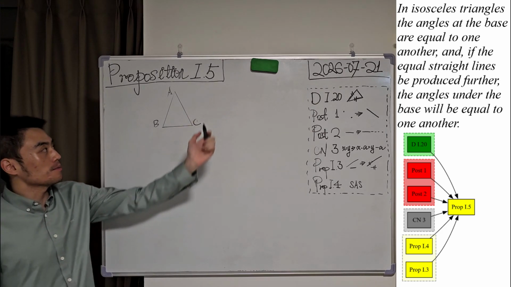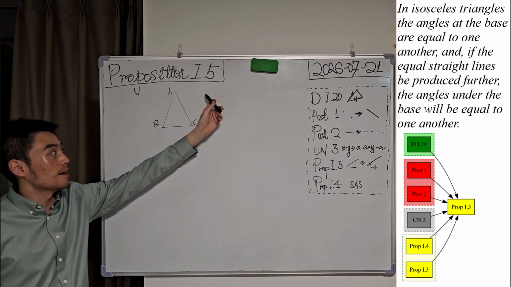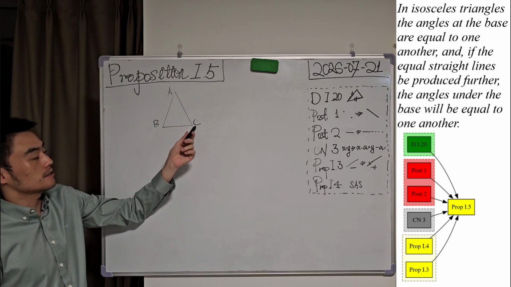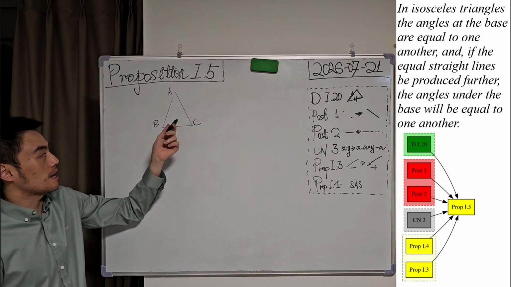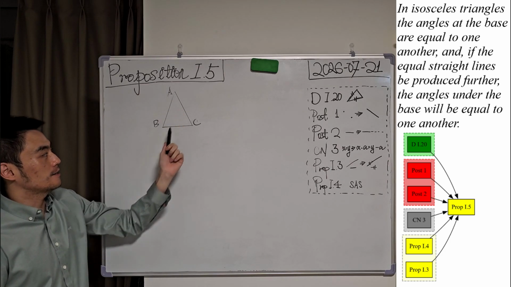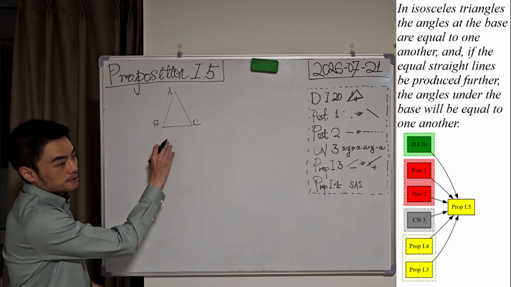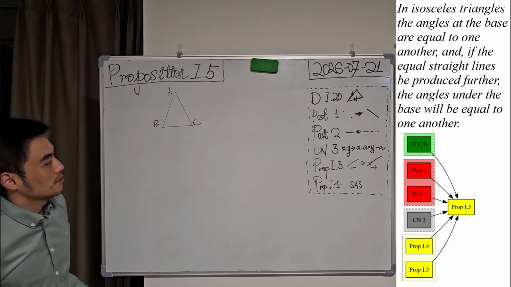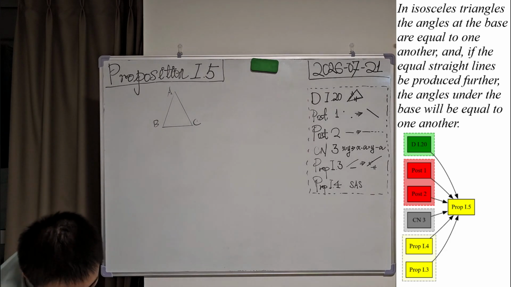Okay, so proposition 5 says that given an isosceles triangle, the angles on the base are equal. Besides, if we produce those two equal sides, then the angles under this base are also equal. Okay, so let's go prove it.